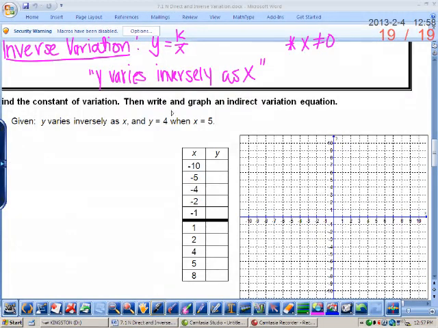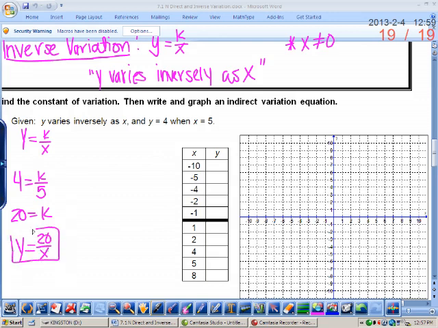So we're told y varies inversely as x. So how do I write that equation? Y equals k over x. And y is 4 when x is 5. So what does that tell us? K is 20. So what's that inverse variation equation we can write? Good. And you'll see sometimes instead of the word inverse, you might see indirect. Means the same thing.